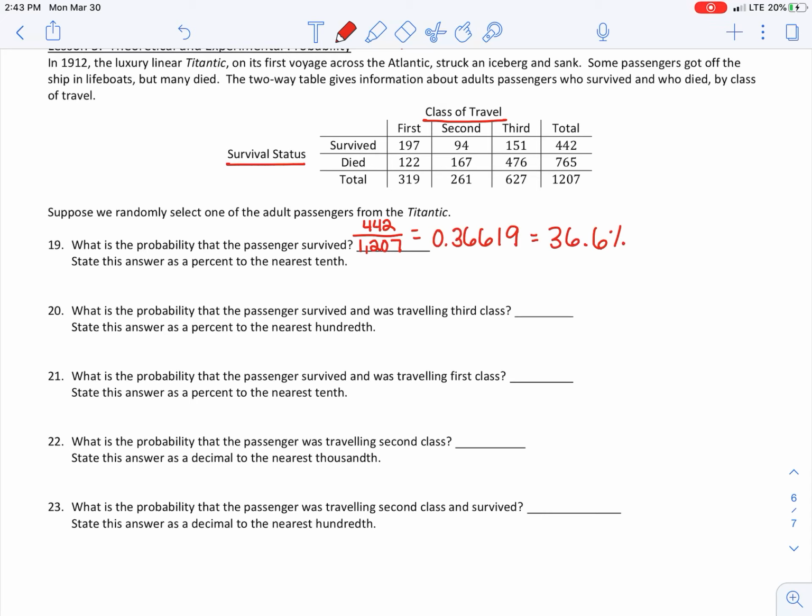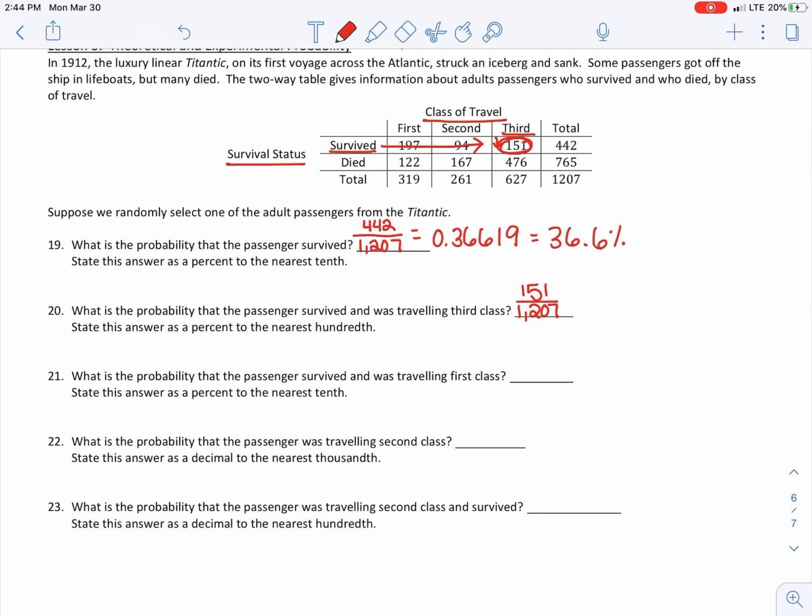Okay, then it says, what is the probability that the passenger survived and was traveling third class? So we're looking at survived, and we're looking at traveled third class. So we're going to follow this over, and we're going to follow this down, and those meet right here at 151. And that's out of the total, again, of 1,207 people. State the answer as a percent to the nearest hundredth this time.